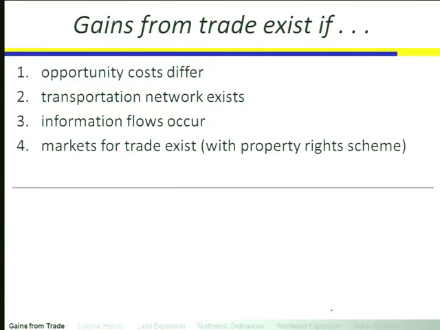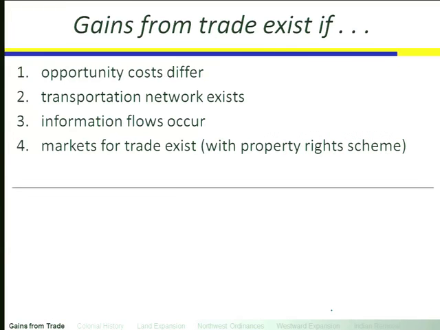Second, there has to be some means of transportation. So if we're talking about trading goods, or even if we're talking about trading services, there has to be some relatively inexpensive way of transporting the goods between the two economies. If the transportation means are very expensive, the expense of transportation will wipe out any gains from trade, and we won't have specialization and trade. So the transportation network has to exist, and it has to be inexpensive enough that there are still gains once the economies specialize and trade with each other.